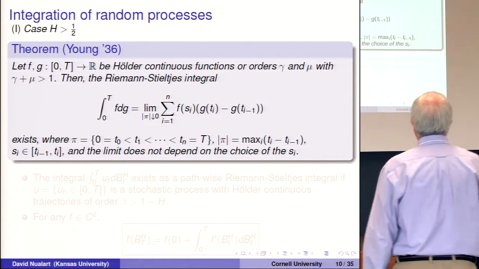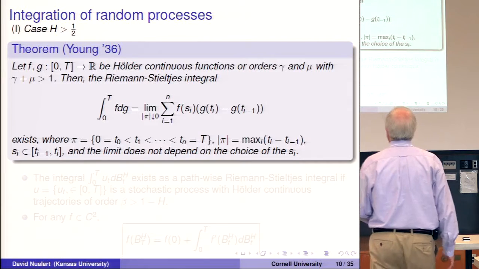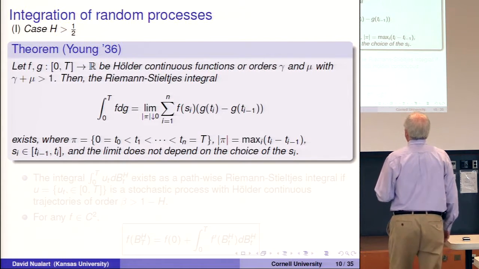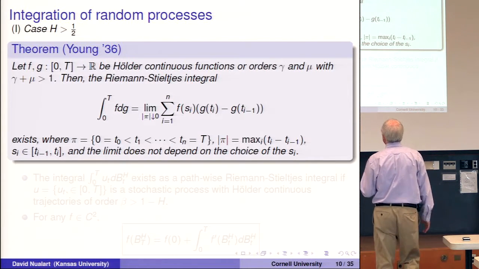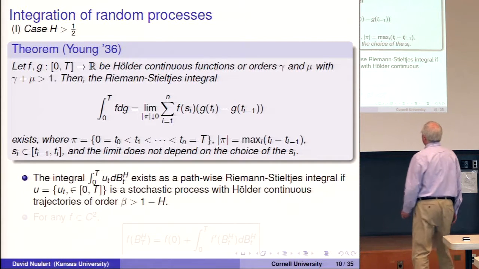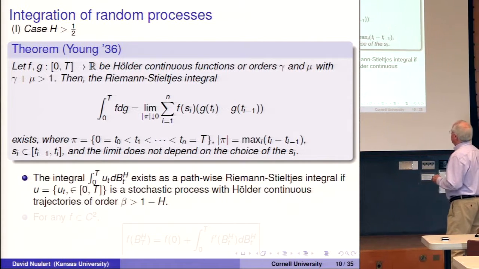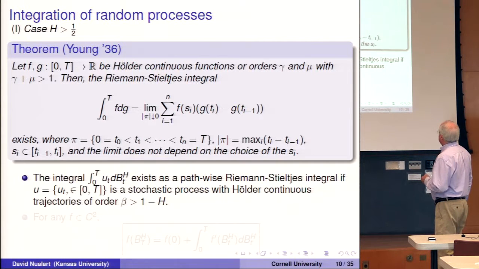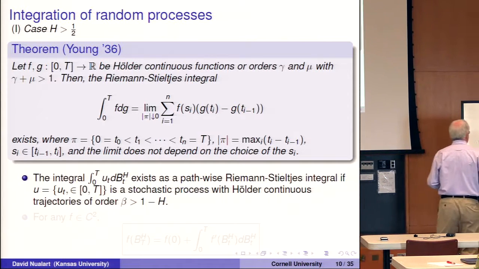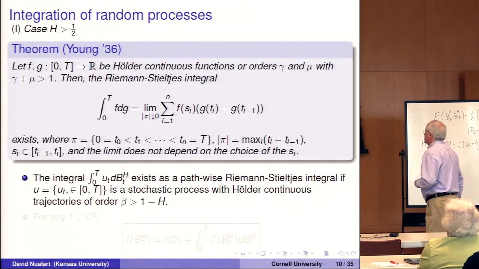So now the idea is that you can use this Young integral to construct stochastic integrals with respect to the fractional Brownian motion when H is bigger than 1/2. For example, you can define this integral provided u is Holder continuous of order beta, if beta is bigger than 1 minus H. Because you know that B is Holder continuous almost of order H, more or less. So if you have beta plus H bigger than 1, then this integral will exist as a Young integral. Okay? So that's the idea.